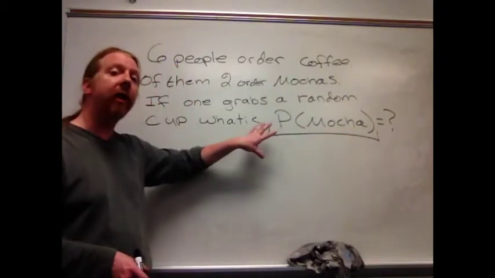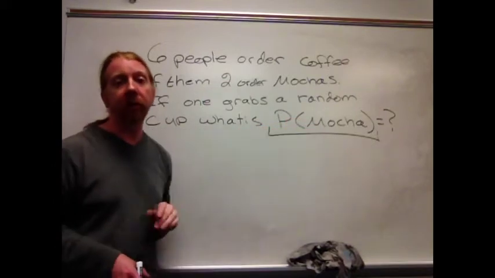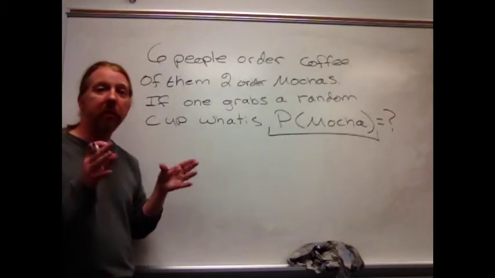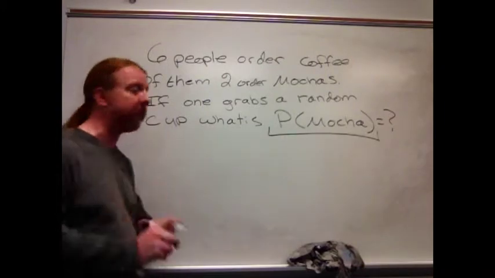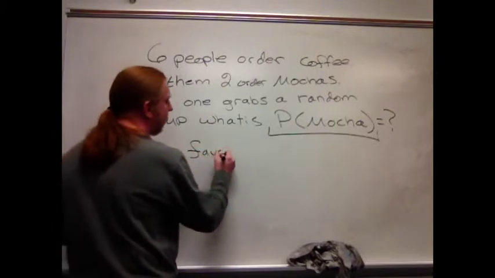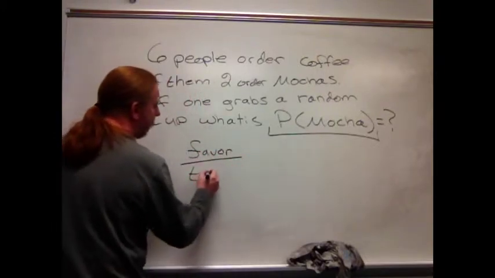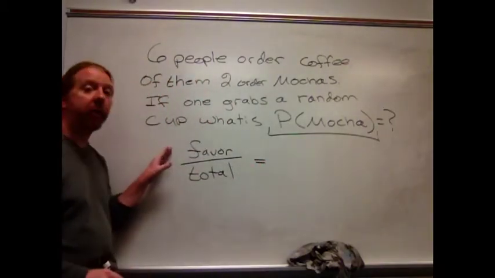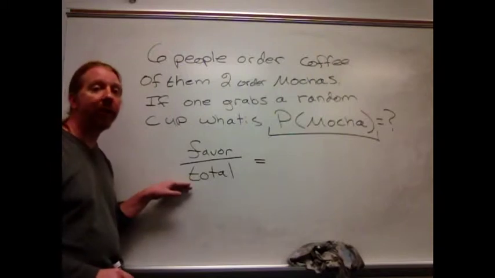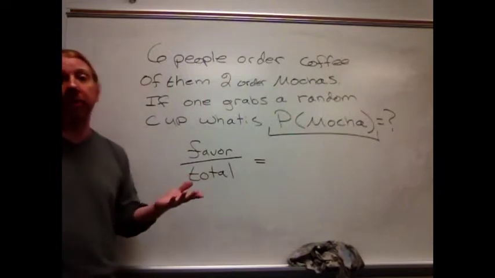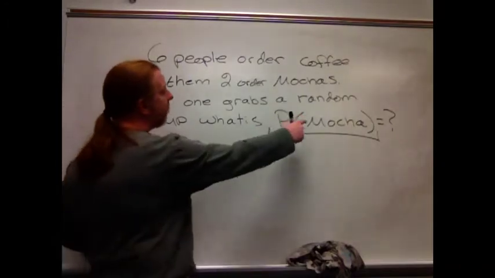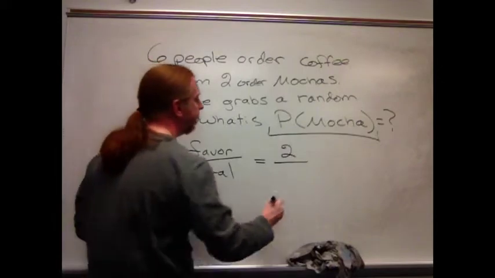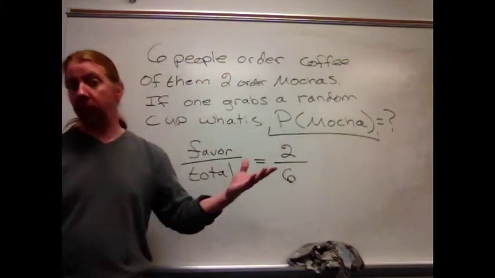So when I do this, I'm asking now, what is the probability that a mocha is selected? All probabilities boil down to one basic fraction. When we talk about the probability of a given event, at its most simple, we're looking for the number of favorable outcomes out of all of the total outcomes. So in this case, I need to figure out how many are what I want to have happen versus how many ways can it happen, and then that fraction will give me the probability of the event I'm looking for. There are 2 mochas out of a total of 6 cups. So the probability is 2 out of 6.